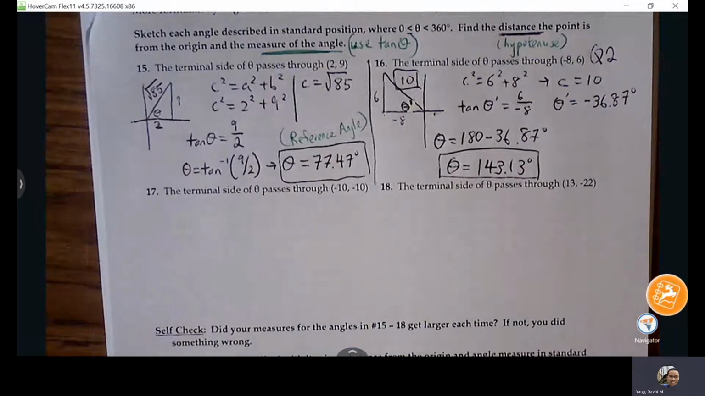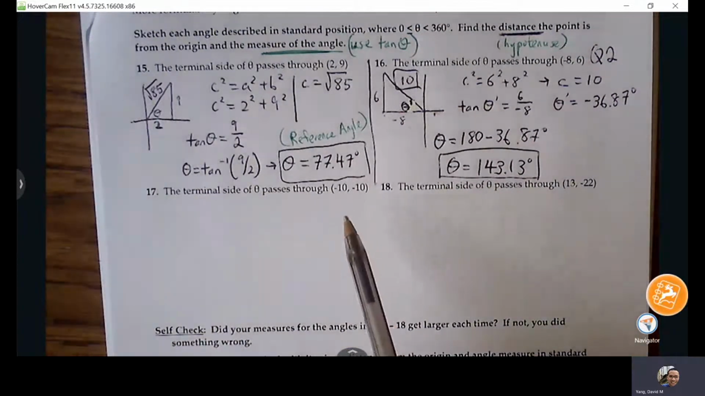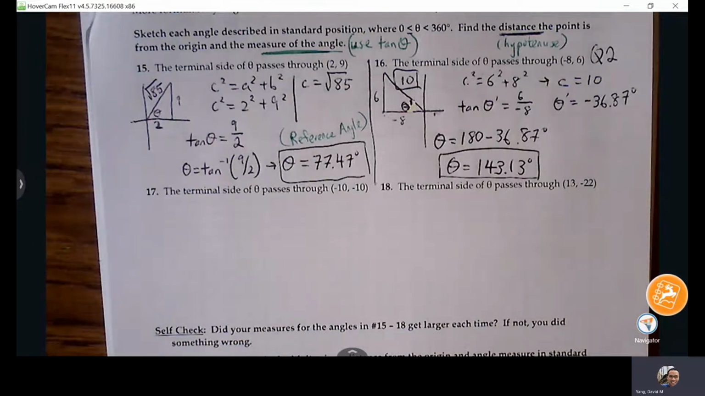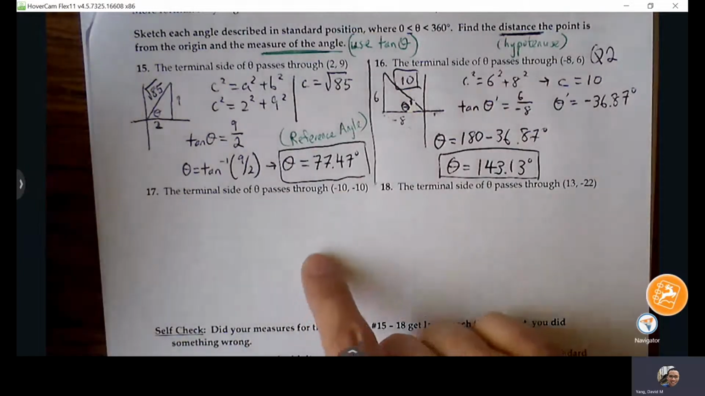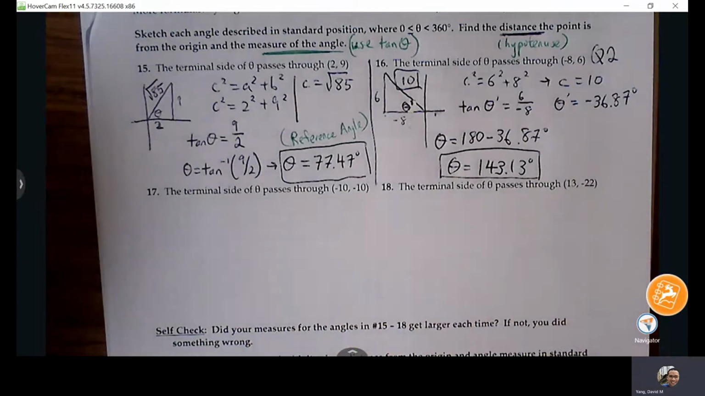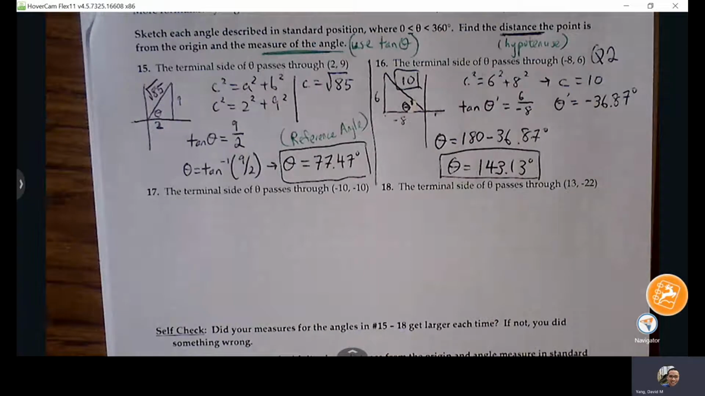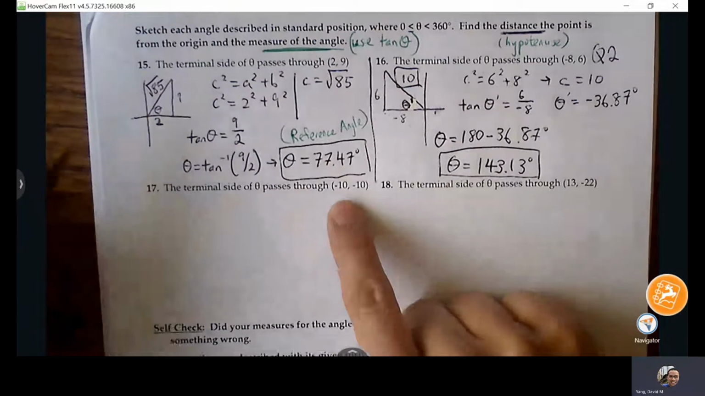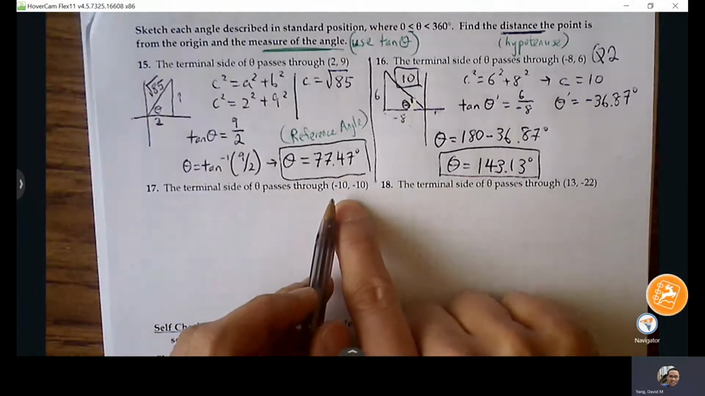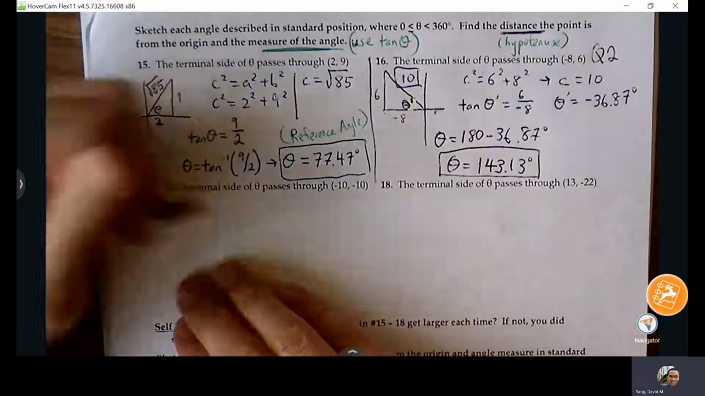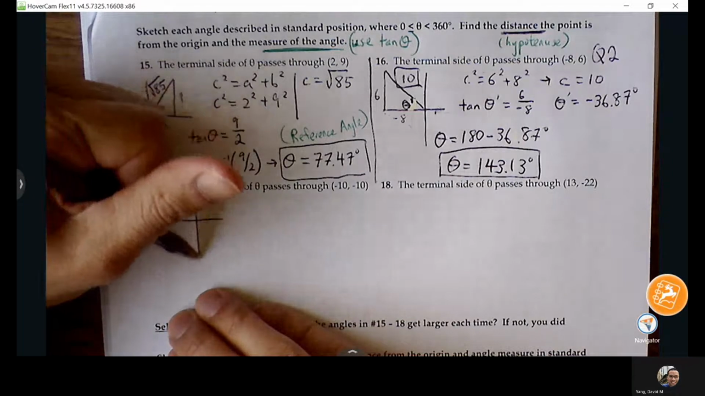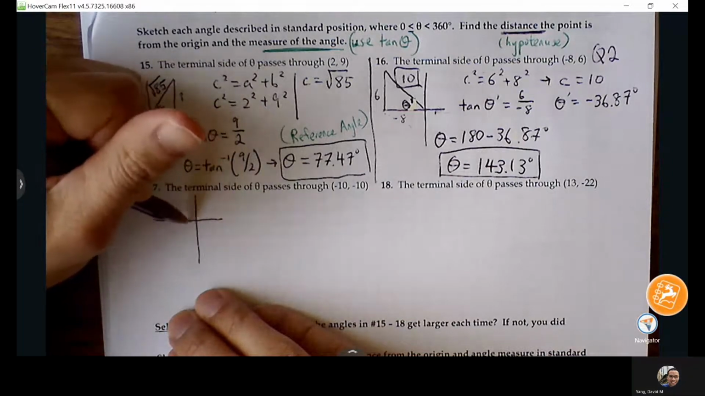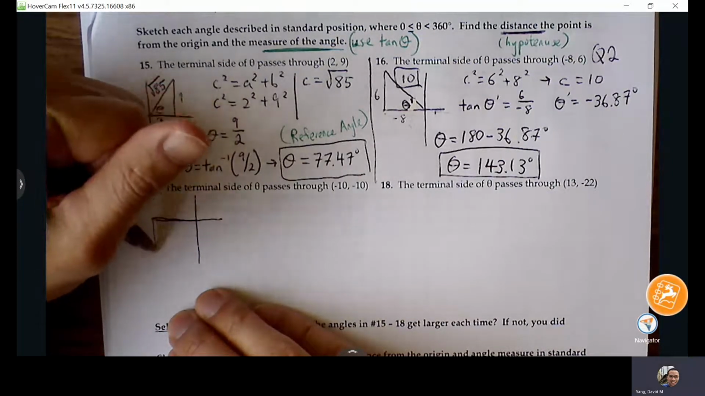Okay, so that's a big thing I want you guys to keep in mind, that if something is not in the first quadrant, you've got to involve adding or subtracting from 180 usually, and then if it's in the fourth quadrant, you may have to subtract from 360. Okay, terminal side passing through -10, -10, third quadrant. -10, -10.